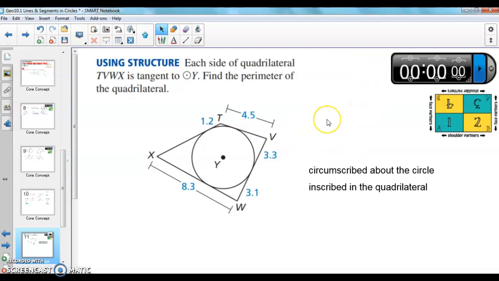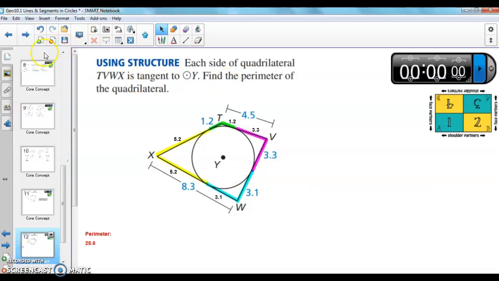Well, why don't you pause the video and try to think about it, and I'll reveal the answer in a while, but for now, think about how you're going to use the theorem about tangents to the same circle being congruent to each other to find the perimeter of the quadrilateral in this figure. Going back, you should have gotten 25.6 for the perimeter. So how do you get that?